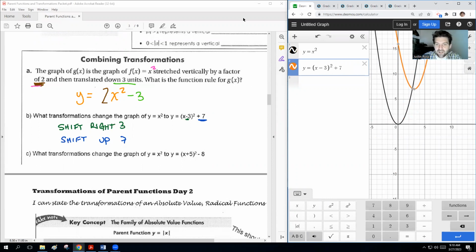Okay, if we have an x plus 5 on the inside, plus 5 is a shift left 5, and then a minus 8 on the outside, that is a shift down. Take your equation that we have here, just double check that, okay? If we did plus 5 on the inside, that's definitely to the left. Minus 8 on the outside, that's definitely down.